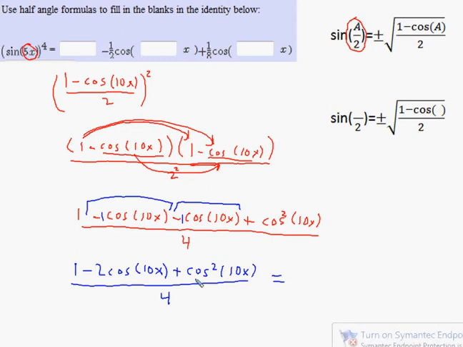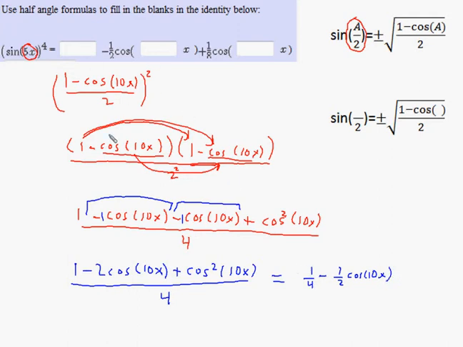All 3 of these terms are being divided by 4. So I could write this as 1/4, and then subtract, let me see, 2 being divided by 4 is the same thing as a half. So instead of writing 2/4 cosine 10x, I'm going to write 1/2 cosine 10x. So I'm just getting closer and closer to this construct.